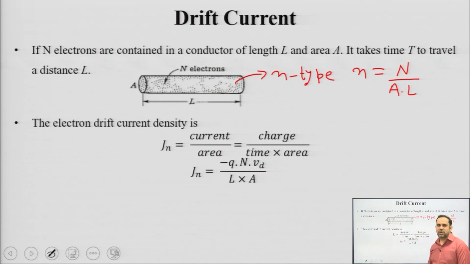If there are n number of electrons, the charge is going to be minus q times n. Why minus? Because electrons have a negative charge. q is the charge of one electron and n is the total number of electrons. So, that is the amount of charge which is flowing.